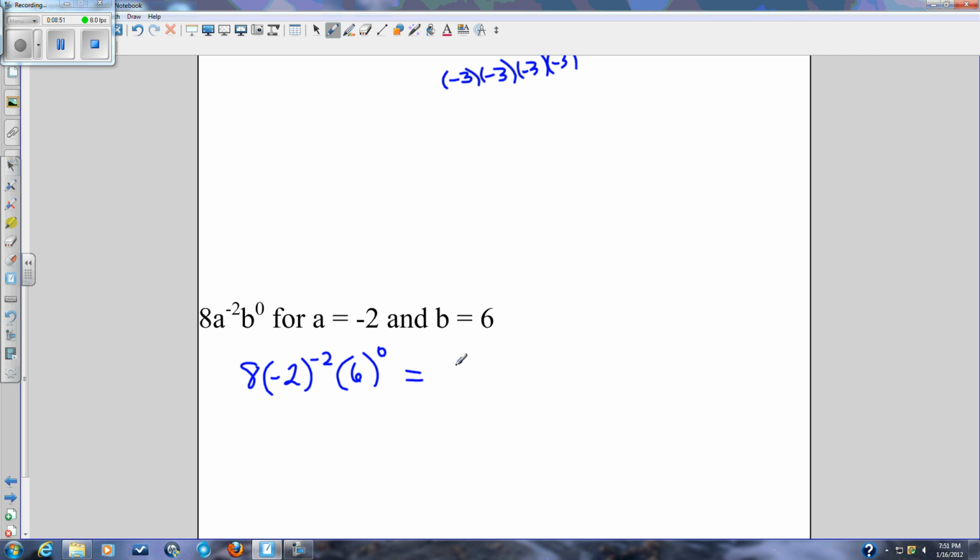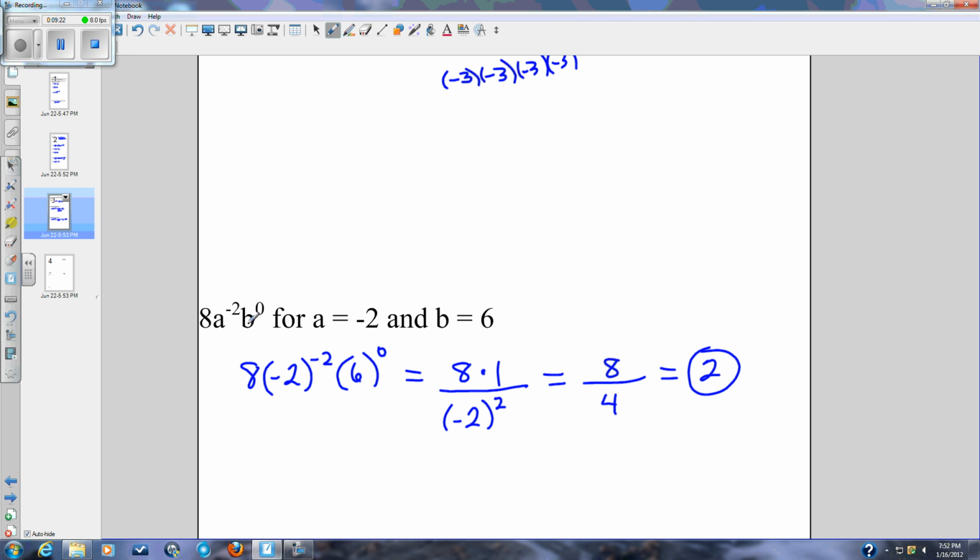So trying to simplify this, we have 8 in the denominator. We're going to move down the negative 2, which now is raised to the positive 2 power. And then we still have 6 to the 0, which is going to stay in the numerator, but that becomes 1. Anything raised to the 0 power is 1. So we have 8 over, well, negative 2 times negative 2 is positive 4, and 8 over 4 gives us 2.